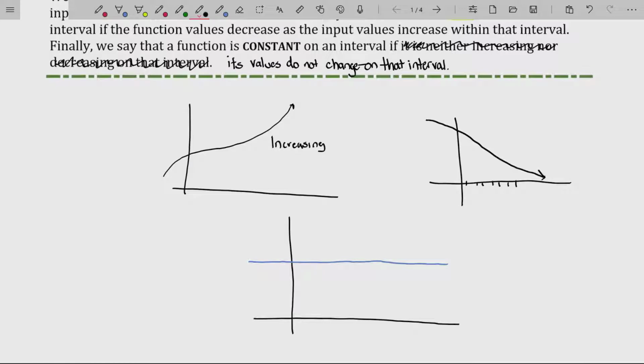So there you have it. That's a little cleaner definition. So it's considered constant if its values do not change on that interval. So let's go ahead and see this in action.